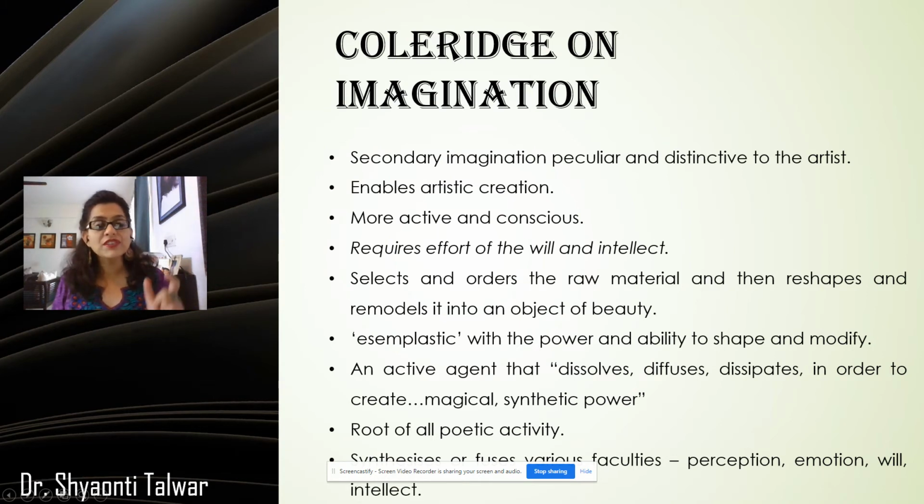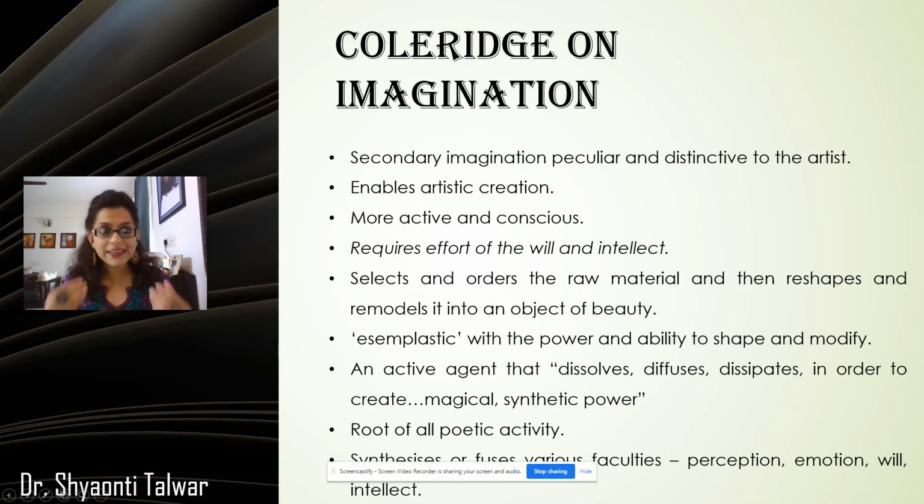And Coleridge describes the quality of secondary imagination as esemplastic, that which has the power and the ability to shape and modify. He calls the secondary imagination an active agent that dissolves, diffuses, dissipates in order to create. So in other words, it is something magical, and he also refers to it as a synthetic power. And he attributes all poetic activity to secondary imagination.